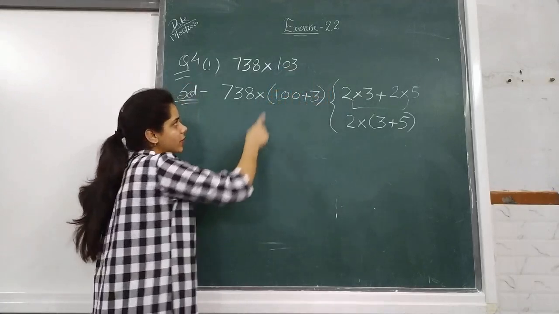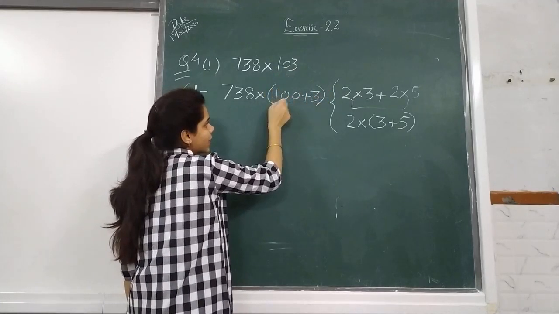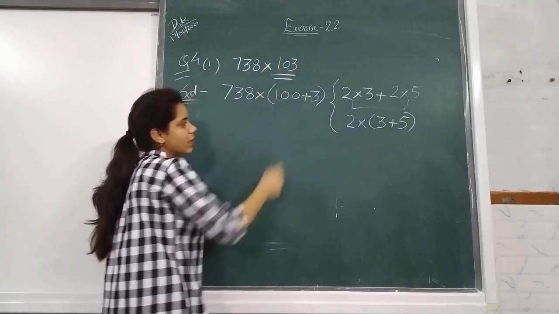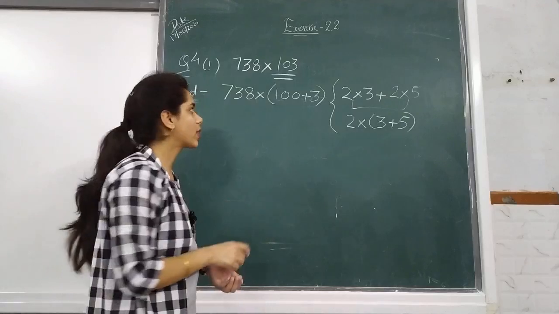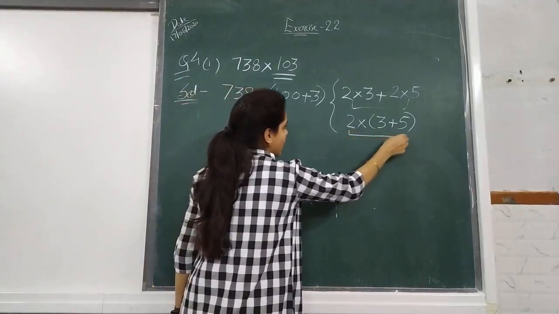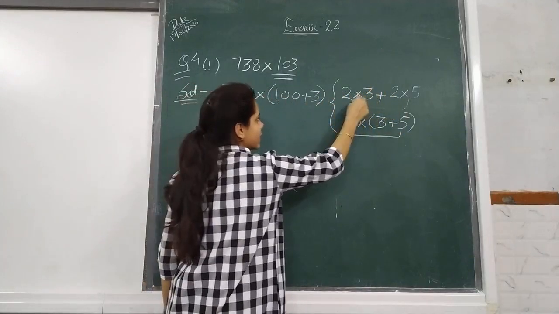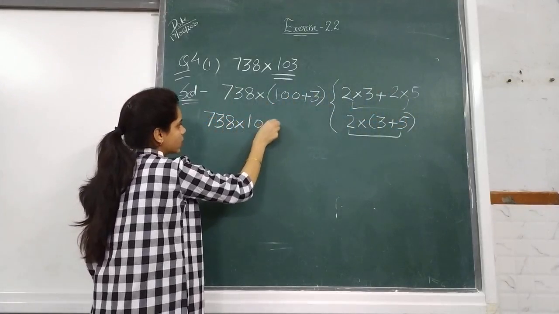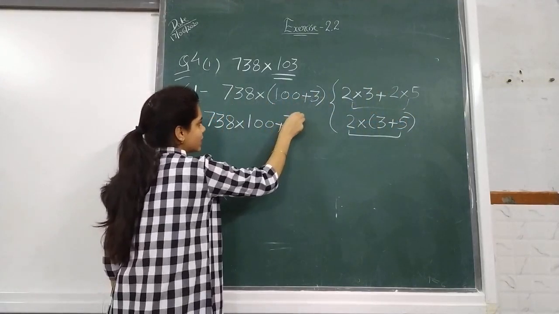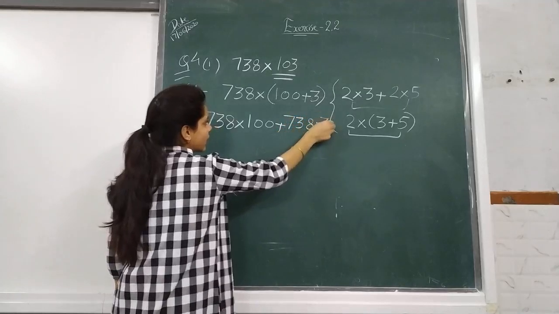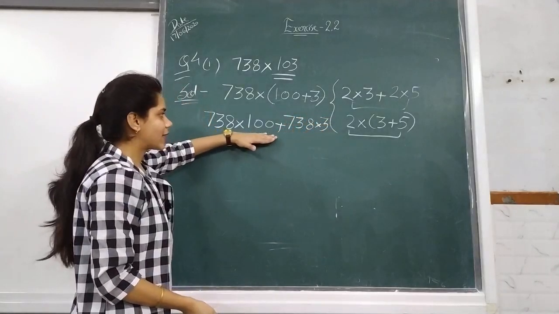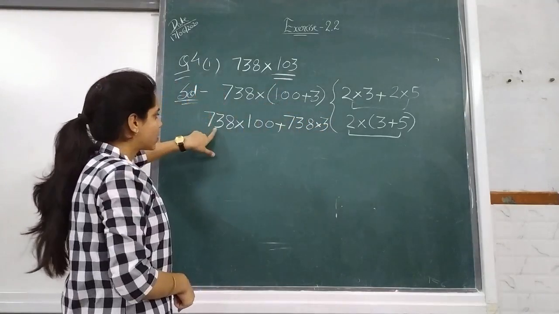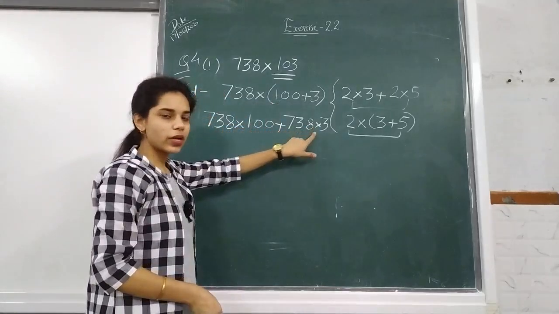Getting my point? What I am doing? I am writing 100 plus 3. 103 is given, so I am writing 100 plus 3 because I want to apply the distributive property. If I apply the distributive property, it will break in this format: 738 into 100 plus 738 into 3. If I take it common, it becomes 738 into 100 plus 738 into 3.